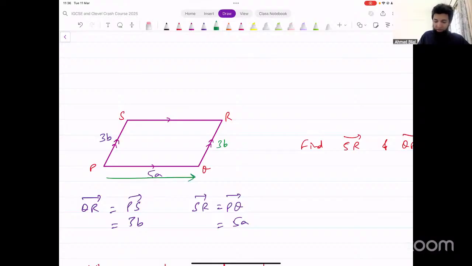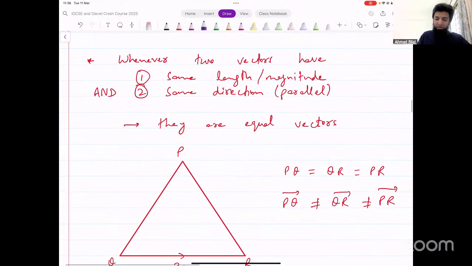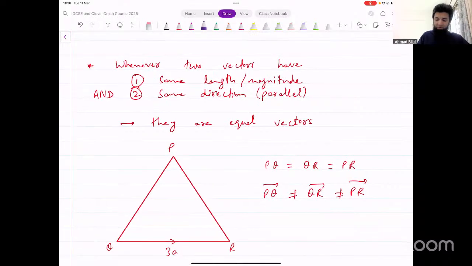Similarly, PQ vector and SR vector, they're parallel and equal. That means this here should also be 5 times it. Okay. So for two vectors to be equal, both of these conditions have to be met.